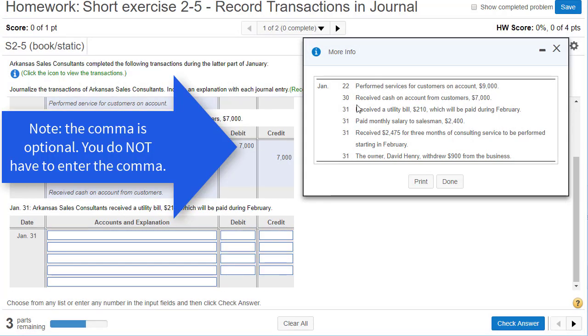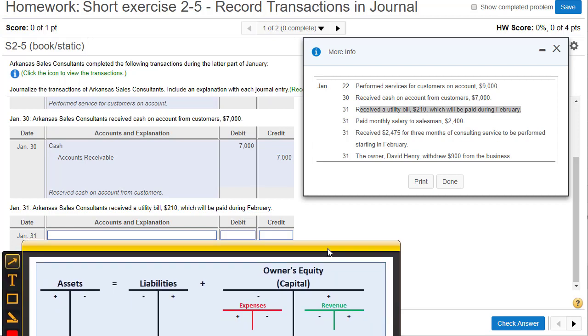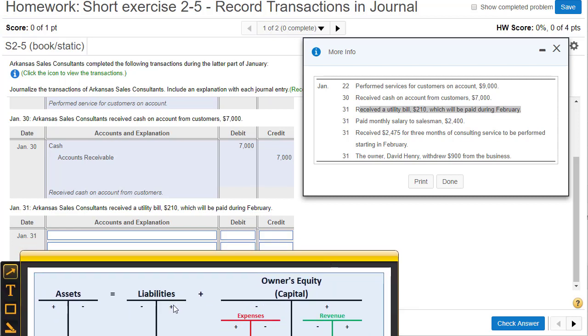So January 31st, we received a utility bill, which will be paid in February. So remember, this is January. So we receive a bill, but we're not going to pay it till next month. So let's start with, do we owe more money now? Do we have more liabilities or less liabilities? Well, we have more liabilities because we're going to pay this bill the next month. So notice this liability increases on the credit side. So we have to list debits first. So we're going to skip the debit because the debit will be here. So we're going to increase the liability.